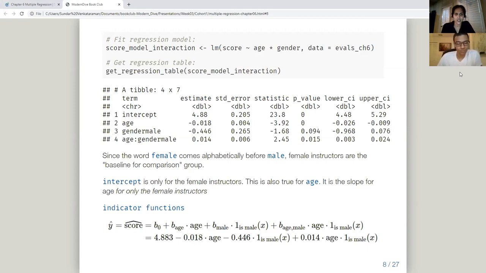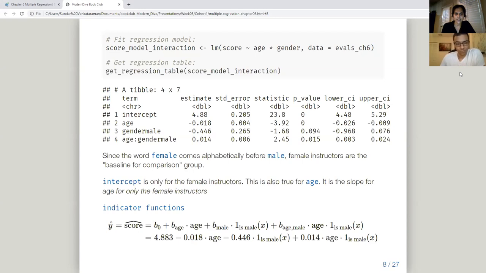Because we are establishing a baseline, the intercept that you see is actually for women. Gender is female, male, so female shows up first, correct? That is your categorical variable. Since F is alphabetically higher than M, what you're seeing here is the intercept for the female candidates. And what you're seeing on line two, for age, is the slope for female candidates. Since it's minus 0.018, it tells you that with every one unit increase in age, you will have a 0.018 unit decrease in your score. That's the relationship you're seeing there.